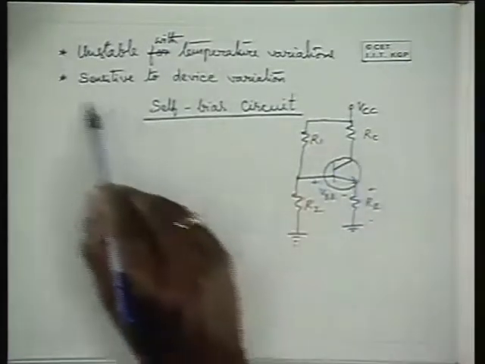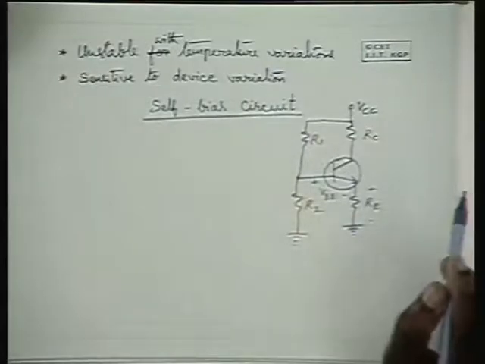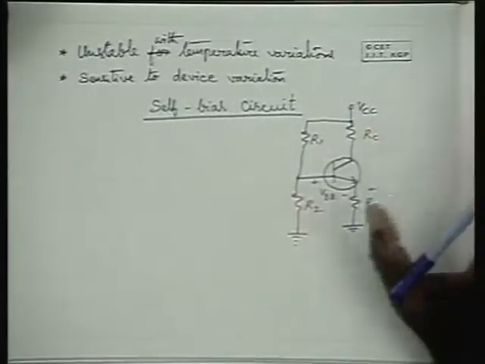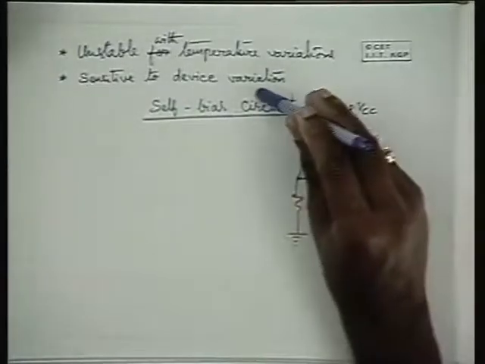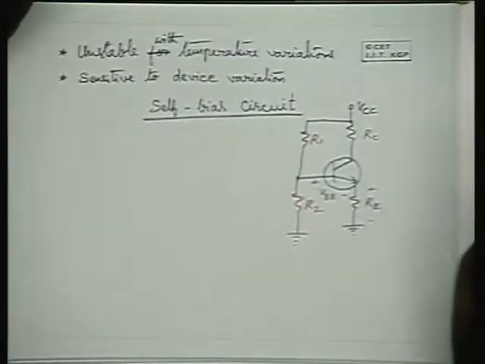And the decreasing IB decreases the collector current. This is how the circuit is insensitive to device variations, and it is stable against device variations, and it is stable against temperature variations.